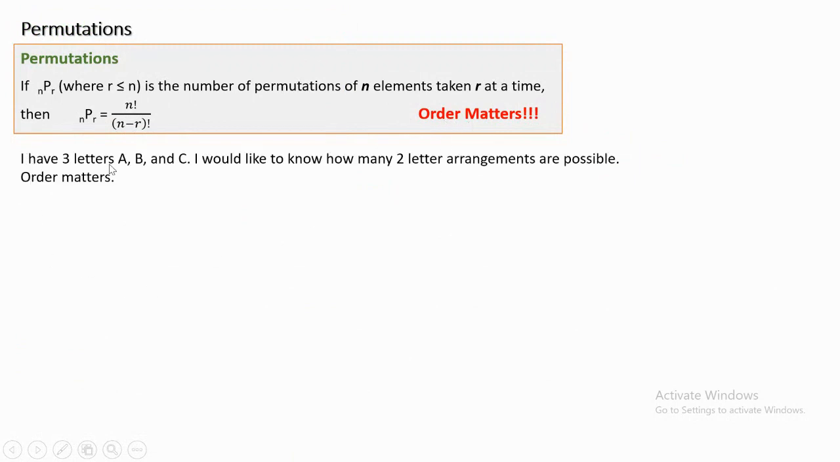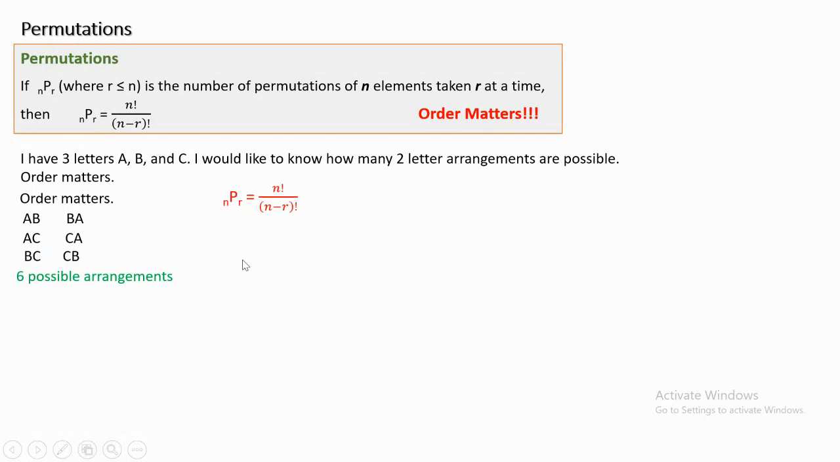So for example, say I have three letters A, B, and C. I would like to know how many two-letter arrangements are possible, where the order matters. I like to use this example so you guys can see the difference between permutation and combination, because combinations are next. So we have the letters A, B, and C. You want to arrange them and choose. So it can be AB or BA, or AC and CA, or BC and CB. So there's 6 possible arrangements.